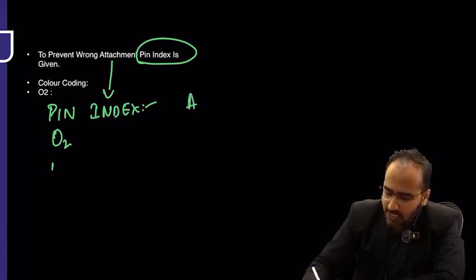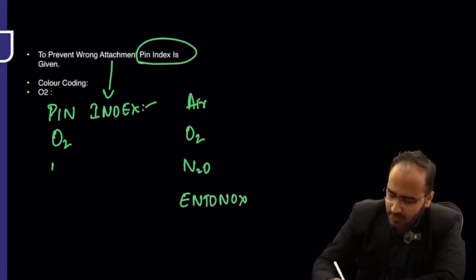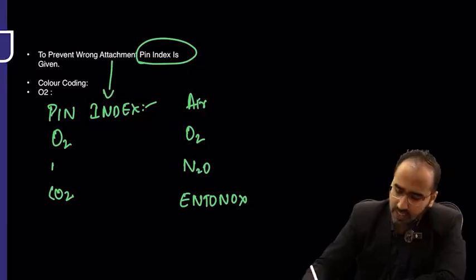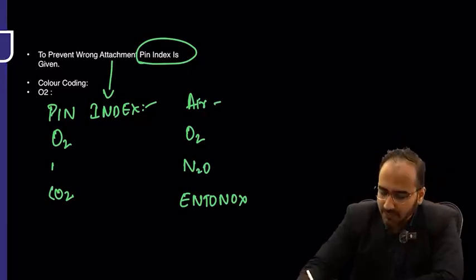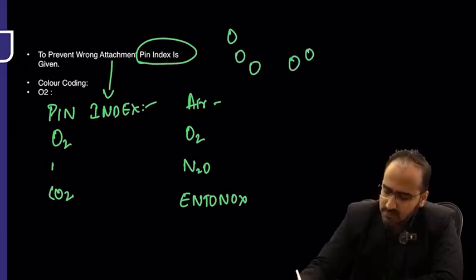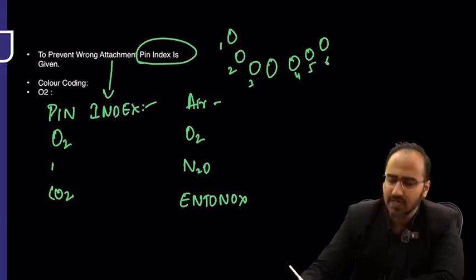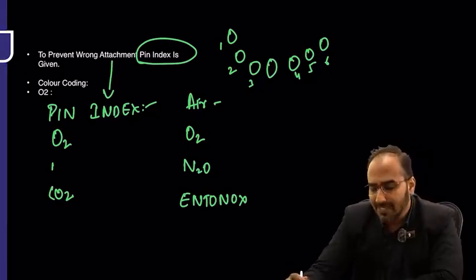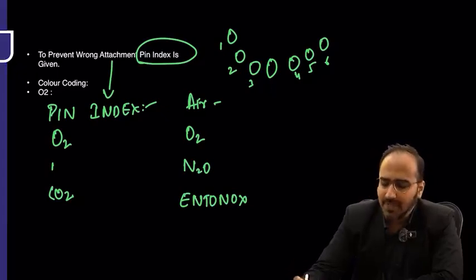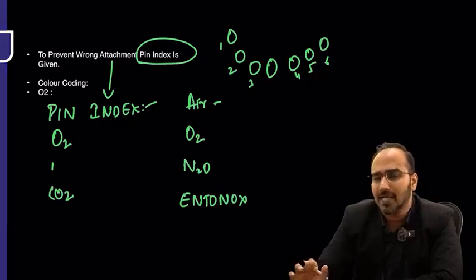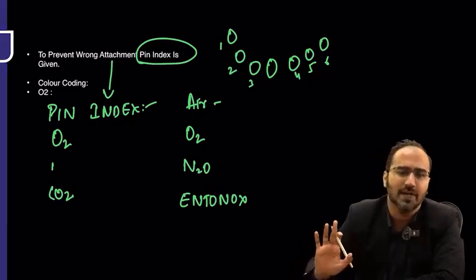Such as for air, oxygen, nitrous, Entonox, carbon dioxide, there is some pin index system. Just a brief review of the pin index system: ports 1, 2, 3, 4, 5, 6 and 7. Pin index system means the holes are present on the cylinder and pins are present on the machine. Only if the cylinder has the corresponding holes will it fit into the anesthesia machine.